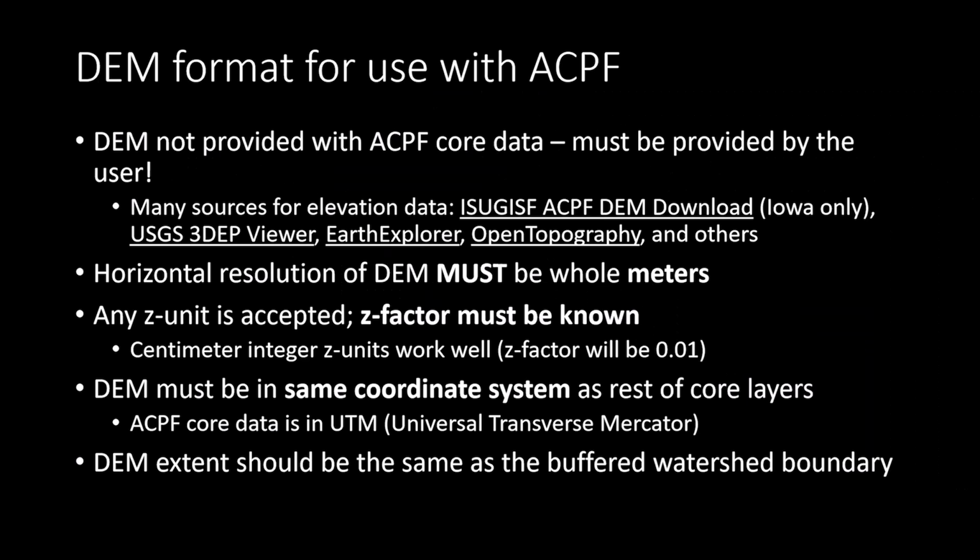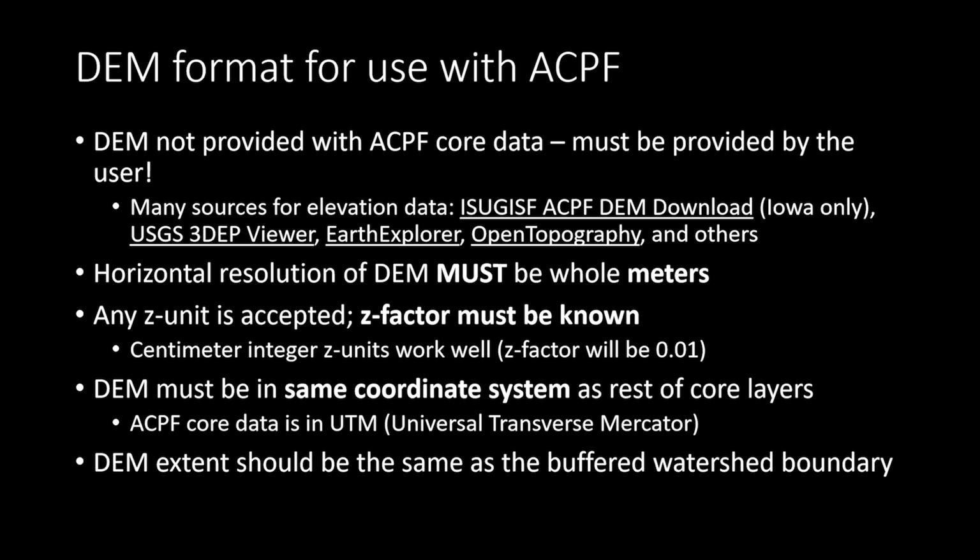We just went over all of the core data that comes with your ACPF geodatabase, but you may have noticed we don't have a DEM. That is the one thing that you will need to provide yourself. On this slide here, we have provided some sources that may have an adequate DEM for you, such as the USGS 3DEP viewer, but there are many more out there to explore, especially with state sources, such as the listed DEM downloader for the Iowa State GIS Facility.